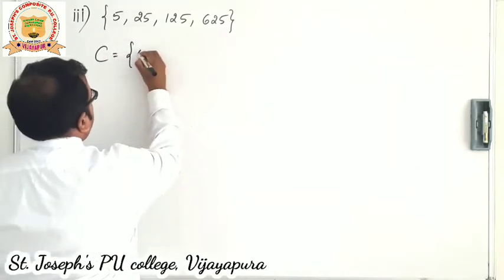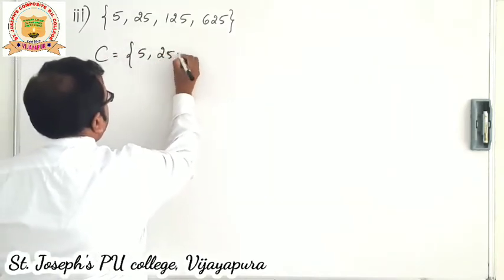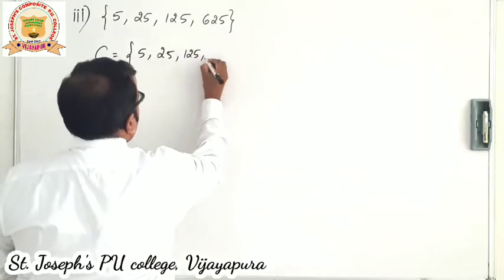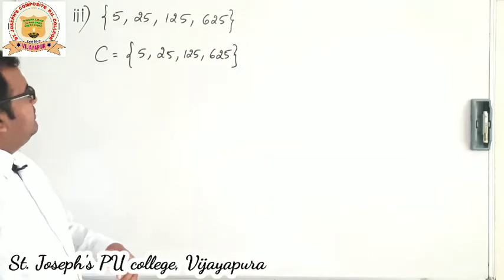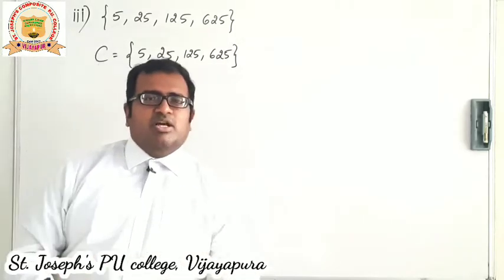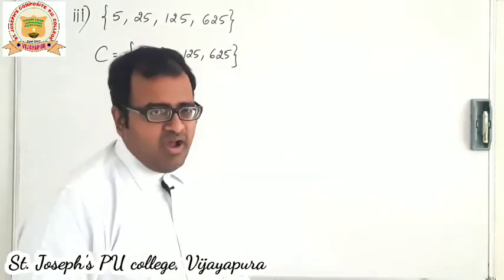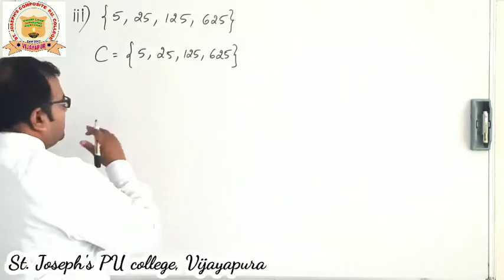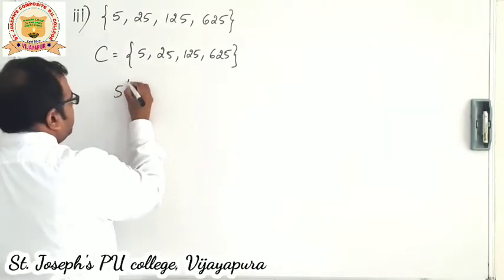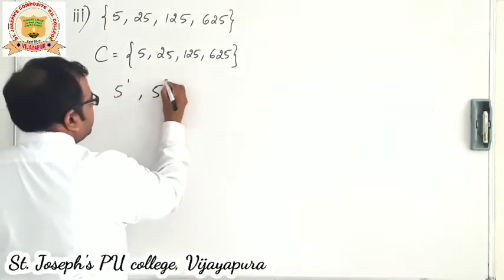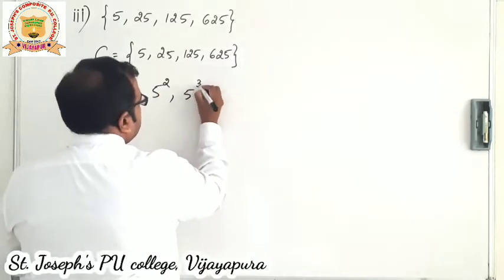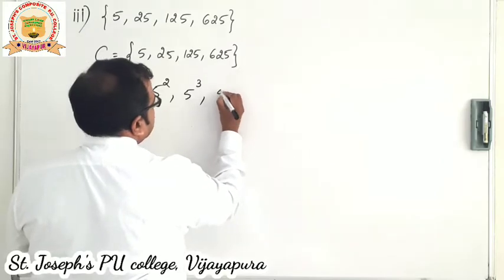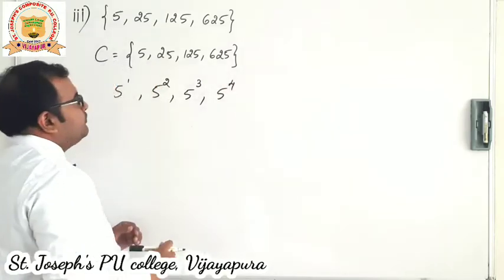Okay, C is equal to 5, 25, 125, 625. If you have done the previous problem, this is very similar to that. These are just powers of 5. So if I just write it in that form, it's 5 to the power 1, 25 is 5 square, 125 is 5 cube and 625 is 5 raised to power 4.